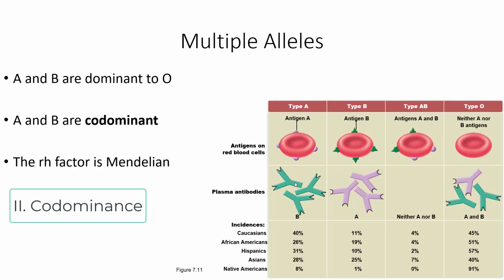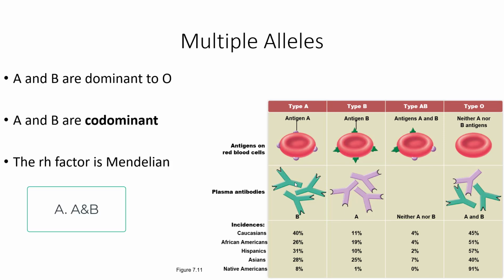So codominance here means that we are going to be able to express more than one allele at the same time. So you get both the A and B blood type alleles, and they are presented in AB blood. It's also notable that both of these are dominant to O in a simple Mendelian manner, and the Rh factor, the plus or minus, is inherited in a strictly Mendelian fashion. So the ABO blood types are both codominant between A and B, and both dominant to O.